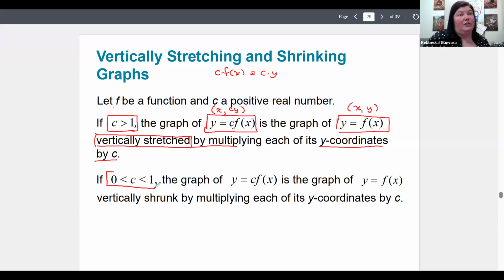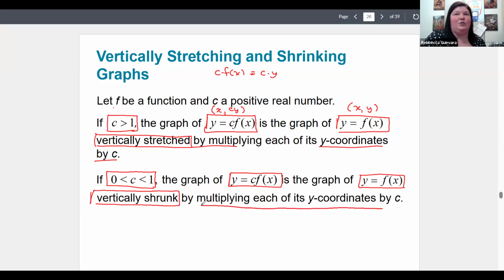If, however, your C is between 0 and 1, well, this is going to seem pretty much the same. y equals C f(x) is going to be the graph of y equals f(x), but it's going to be vertically shrunk. So everything's going to squish down by multiplying each coordinate once again by C. So we had a point (x, y) here. We'd still be looking at a point, those points to be (x, Cy) here. So it's just that vertical part, those y's, they're getting multiplied by that C. So it's going to cause those y values to stretch or to shrink.